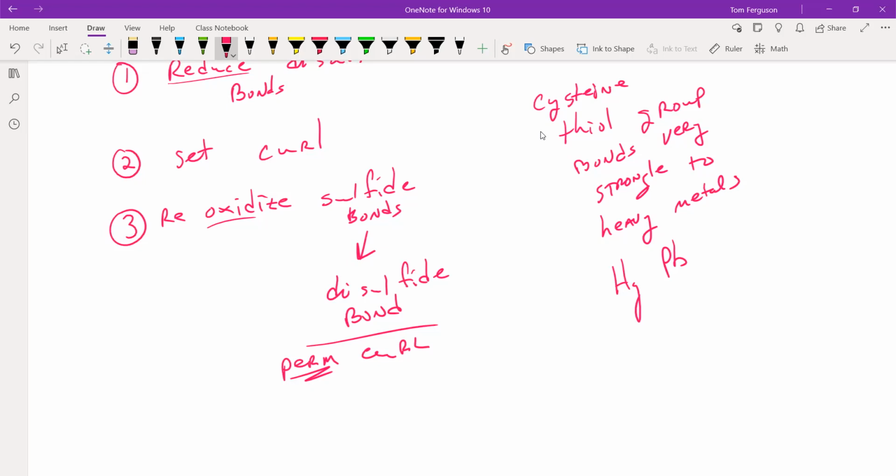Those bond permanently. So if that cysteine amino acid is part of an enzyme, then that enzyme is going to be disabled because that thiol group can no longer function as a thiol. It's bound up with the mercury or the lead. This is why heavy metal poisoning is so bad for you, because it binds up enzymes. So the enzymes are no longer working. If the enzymes are doing important work in your body, then that doesn't happen anymore.